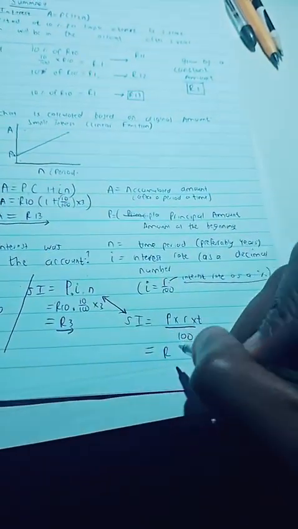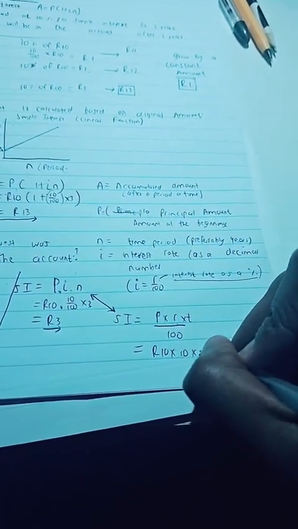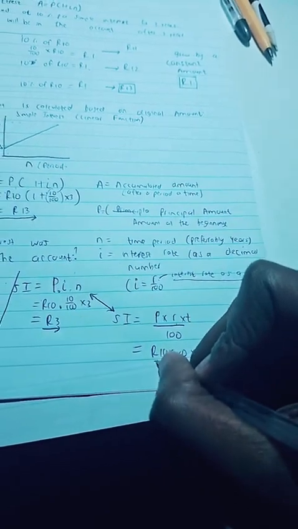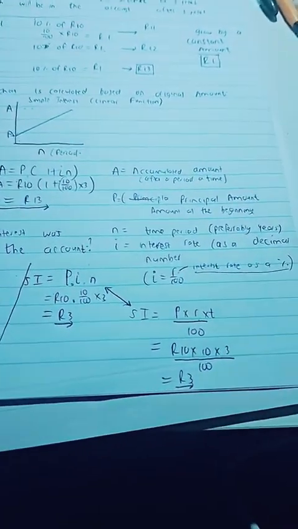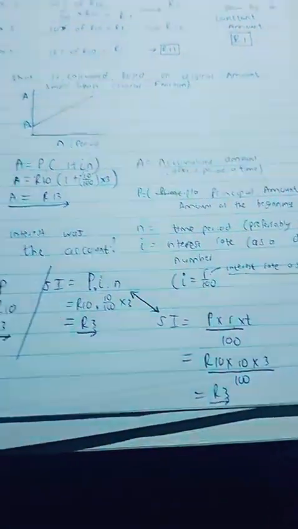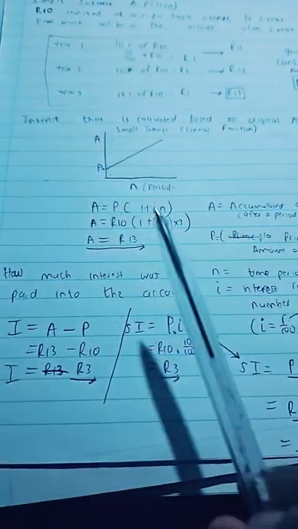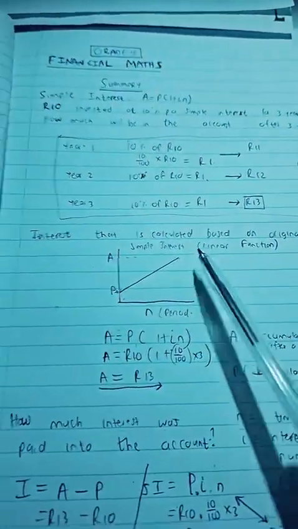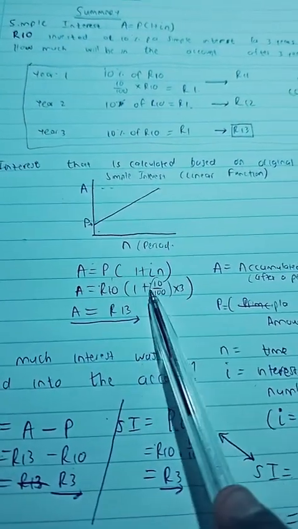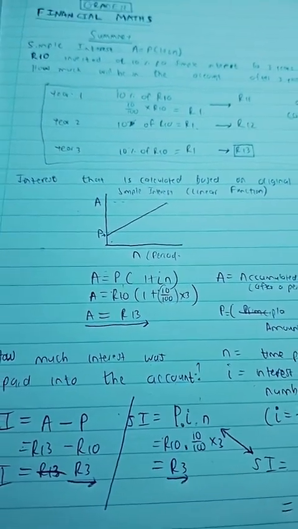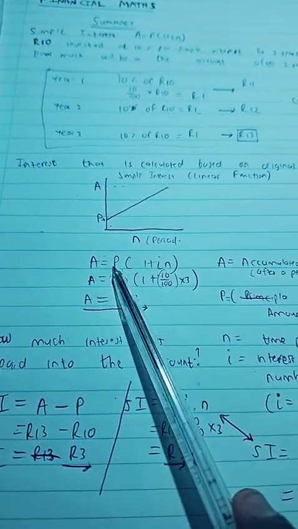Same thing here. This here would be 10. The R would be the percentage times what? T, which is the time period, which is 3 over 100, which also will give us what? 3 Rand. So if you have simple interest, guys, as your focus, it is so important to be able to find the interest paid versus the accumulated amount that your account would have after a certain period of time. So very important formula there.